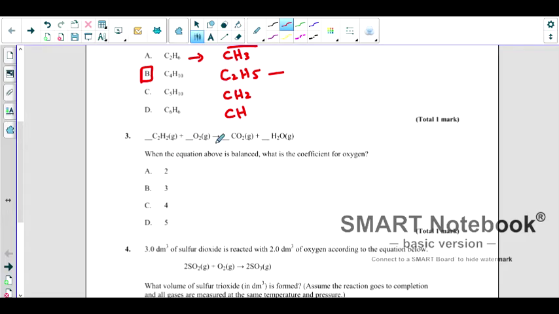Third question, it is for the equation balancing. We have done a lot of practice before also on this, so I will directly give you the answer. This is D. What he is asking you is, when the equation is balanced, what is the coefficient of oxygen? When you balance it, you will see that you have a 5 here and a 2 here. In that case it is balanced. He asked you the coefficient of oxygen, so this is 5.